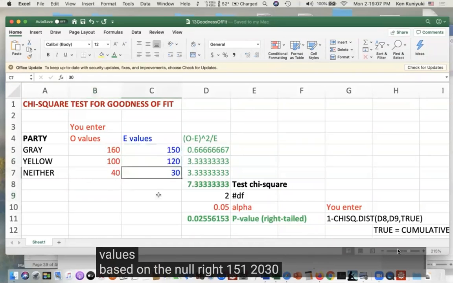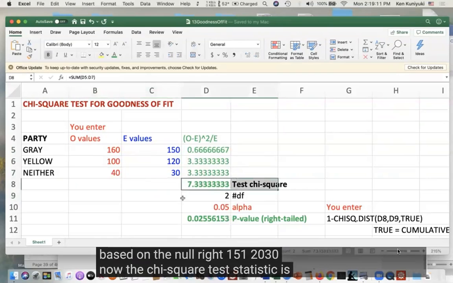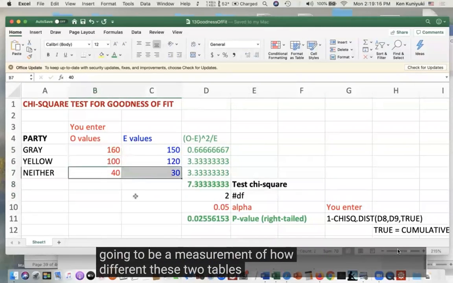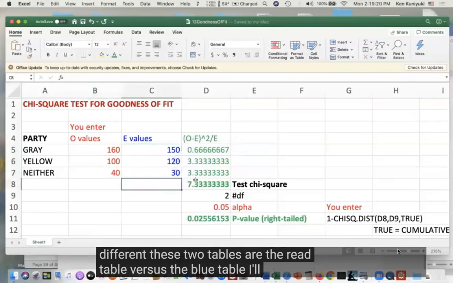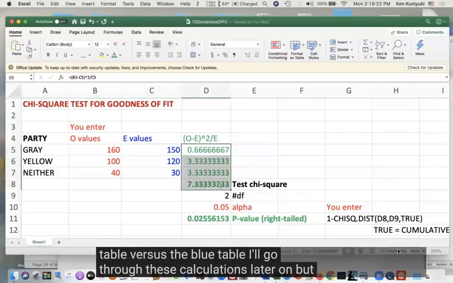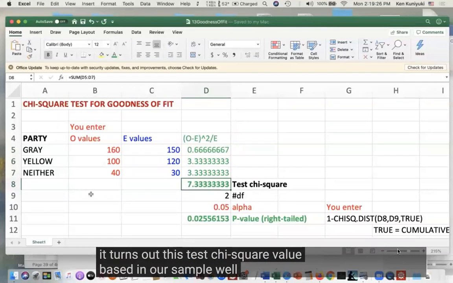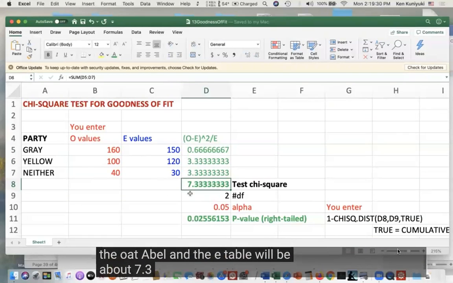150, 120, 30. Now, the chi-square test statistic is going to be a measurement of how different these two tables are. The red table versus the blue table. I'll go through these calculations later on, but it turns out this test chi-square value, based on both the O table and the E table, will be about 7.3.